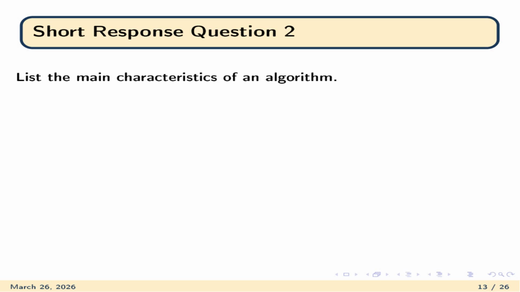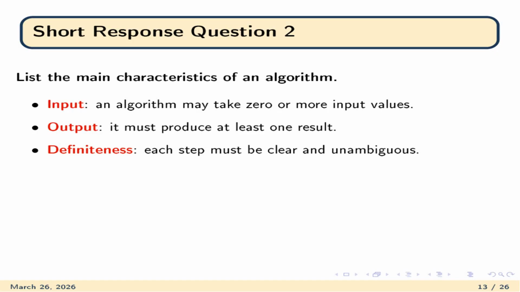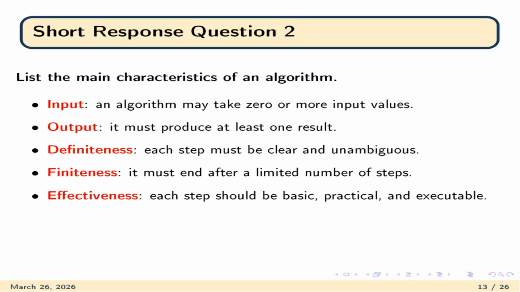Short response question number 2. List the main characteristics of an algorithm. Input: an algorithm may take 0 or more input values. Output: it must produce at least one result. Definiteness: each step must be clear and unambiguous. Finiteness: it must end after a limited number of steps. Effectiveness: each step should be basic, practical, and executable.